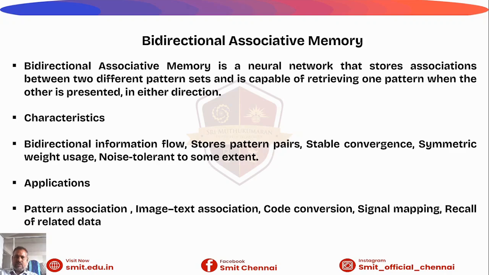BAM is a neural network that stores associations between two different pattern sets and is capable of retrieving one pattern when the other is presented in either direction. Characteristics of a BAM: bidirectional information flow, stores pattern pairs, stable convergence, symmetric weight usage, and noise tolerant to some extent. Bidirectional information flow for a multi-layer network is a multi-layer perceptron used as a bidirectional associative memory.